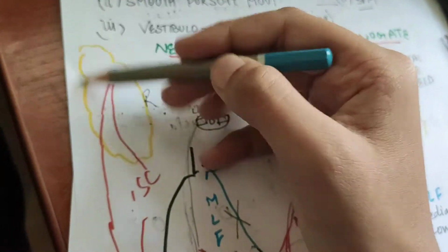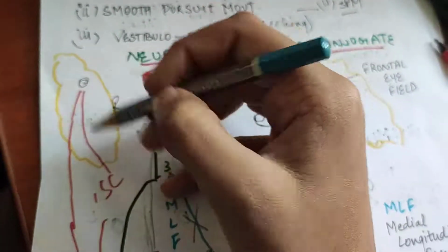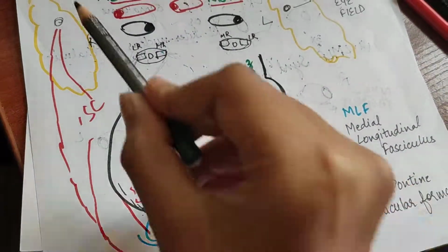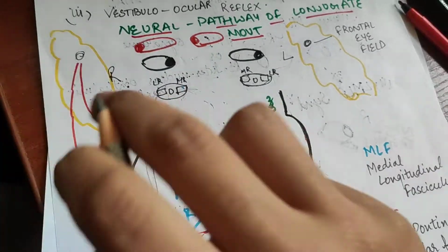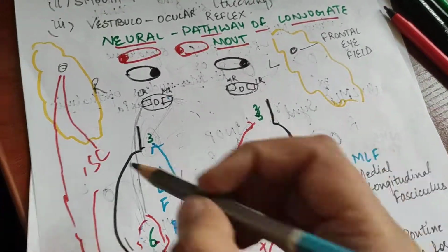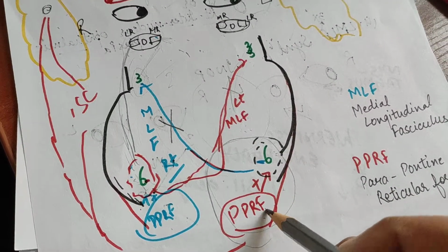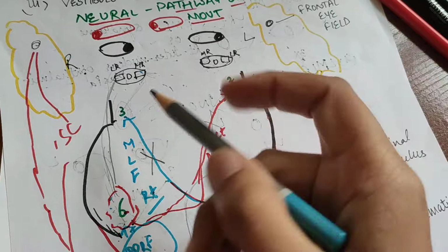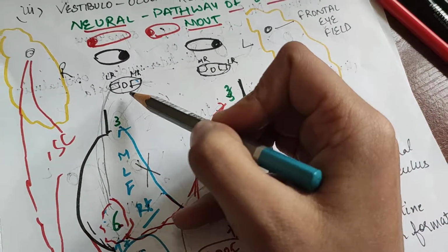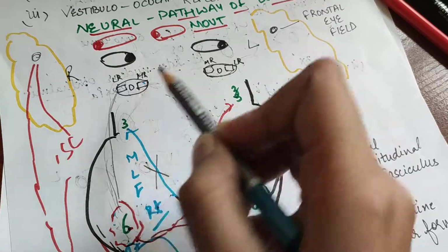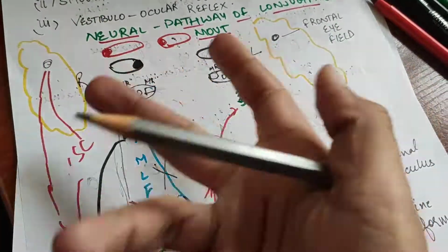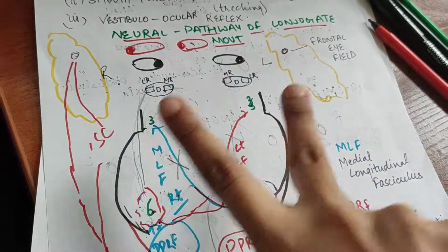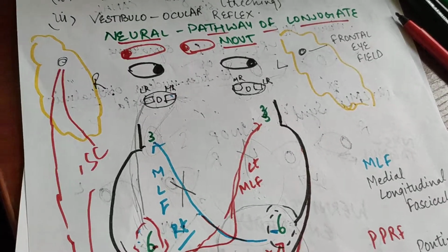Third one is if the cortical centers are overstimulated. Suppose the right cortical center is overstimulated, then what will happen? I told you, when this is stimulated, the eyes will look towards the opposite side, like saccadic movement. This will stimulate the lateral rectus, which will move towards this side, and through the right MLF, it will stimulate the medial rectus, which will move towards the left side. If this is stimulated, the eyes will look towards the left side. So if it is overstimulated, the eyes will look away, towards the opposite side.